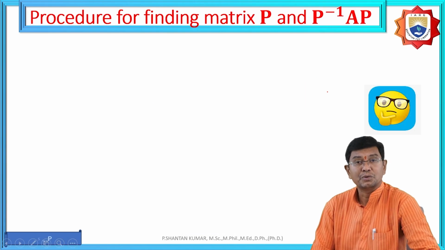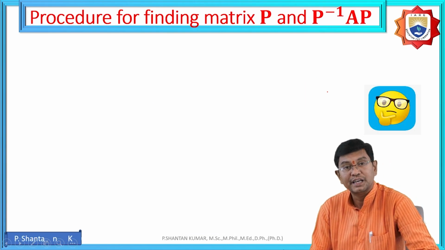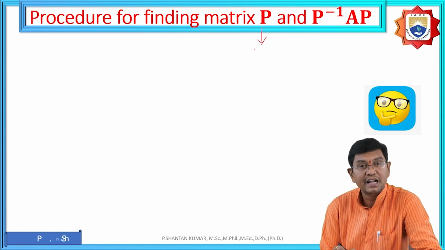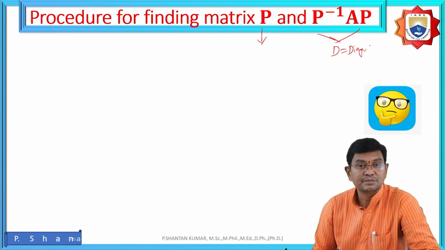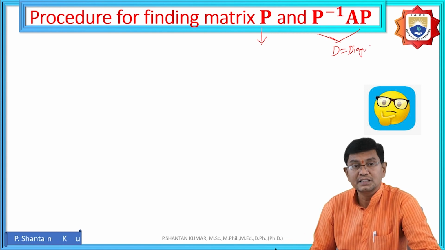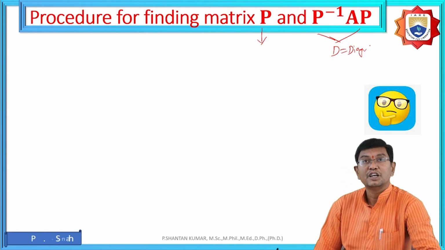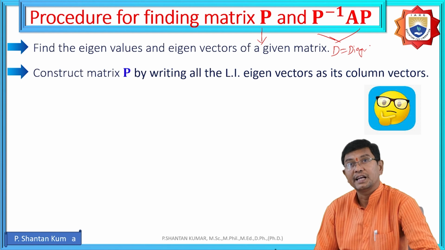What is the procedure? First, the procedure for finding the matrix P and P inverse AP. P is nothing but the model matrix, and P inverse AP is nothing but the matrix D, which is the diagonalization of the matrix. Then what is the procedure for this model matrix and also P inverse AP? First of all, find the eigenvalues and corresponding eigenvectors.